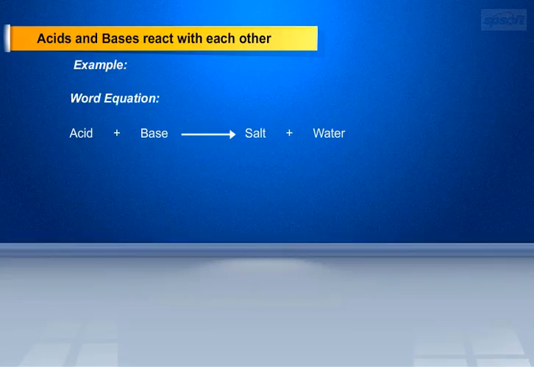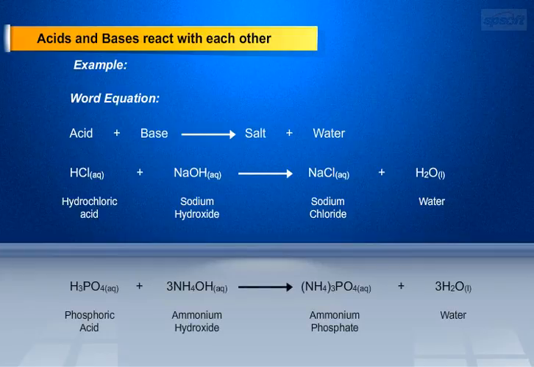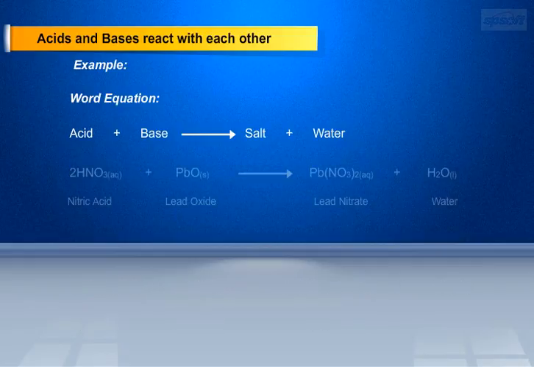Examples of acids and bases reacting with each other are: hydrochloric acid plus sodium hydroxide on reaction gives sodium chloride plus water. Phosphoric acid plus ammonium hydroxide on reaction gives ammonium phosphate plus water. Lead oxide plus nitric acid on reaction gives lead nitrate plus water.